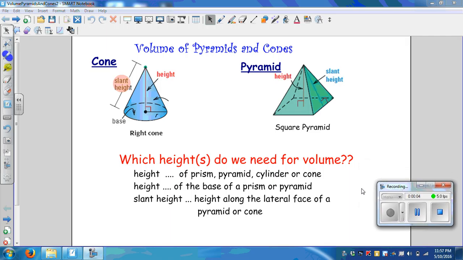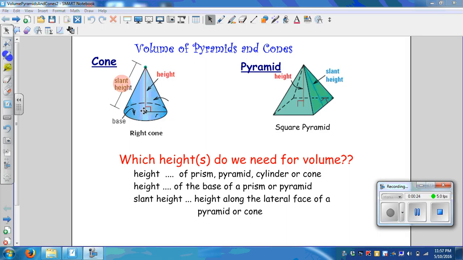This lesson covers volume of pyramids and cones. Turn to page 9 in your packet. We're going to fill in volume formulas for pyramids and cones. So in this left-hand picture you have a cone, and you might remember from earlier calculations we have a base that's a circle with a radius of r.